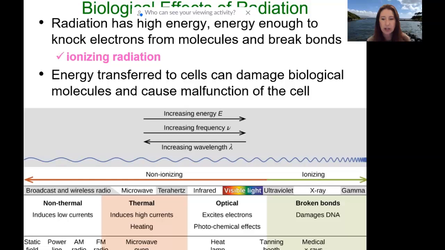Ionizing radiation is any kind of radiation like alpha, beta, gamma, X-rays, any kind of electromagnetic radiation. Gamma is electromagnetic. That can knock electrons off a molecule, break bonds, or create free radicals. I'm going to show you what a free radical is. The energy gets transferred to the damaged cells, and then it causes the cells to malfunction. And this can happen in a couple of different ways, and we'll look at that in just a second.